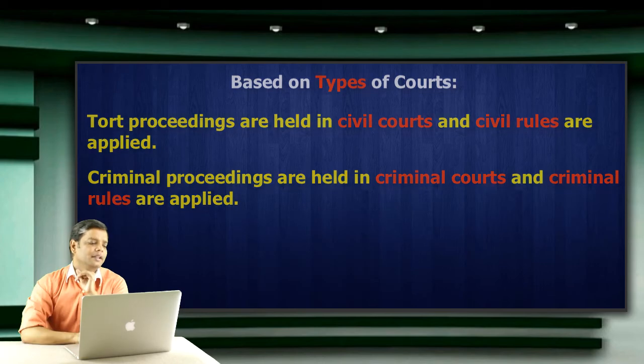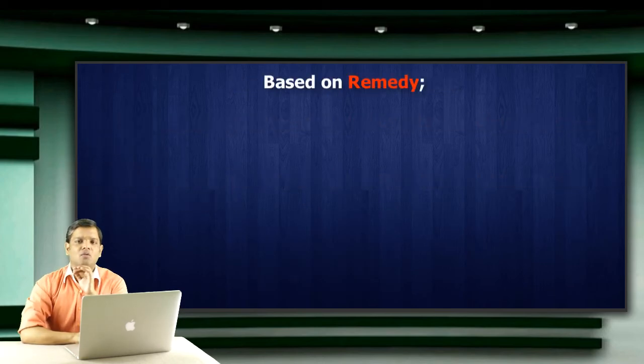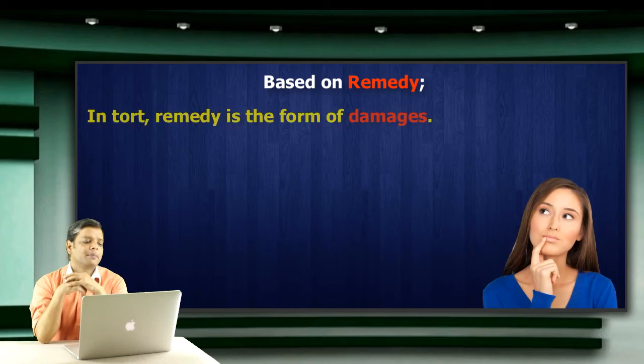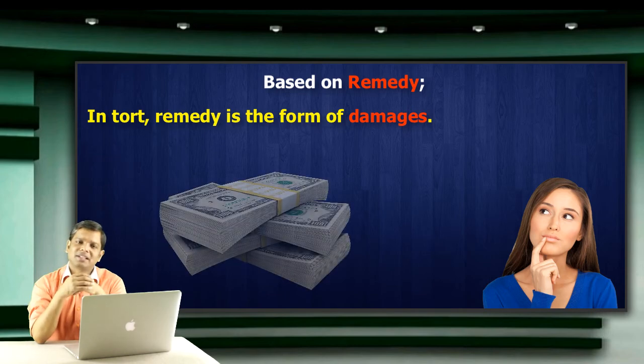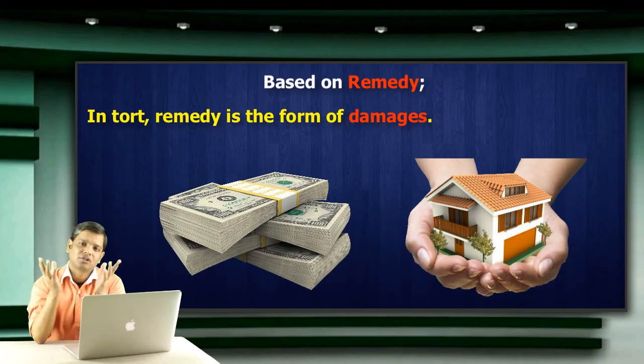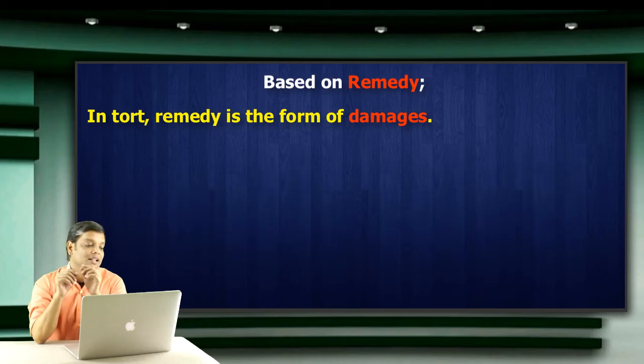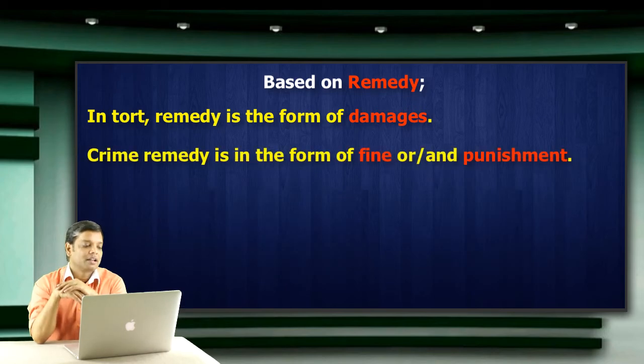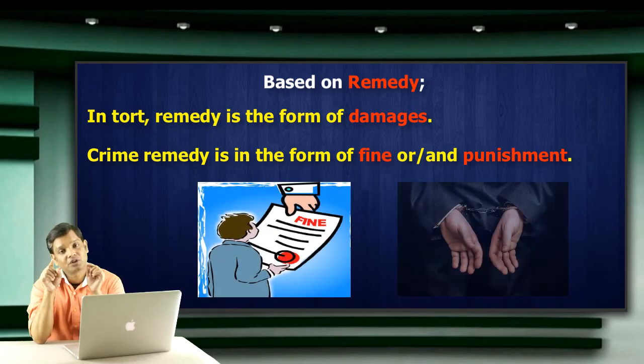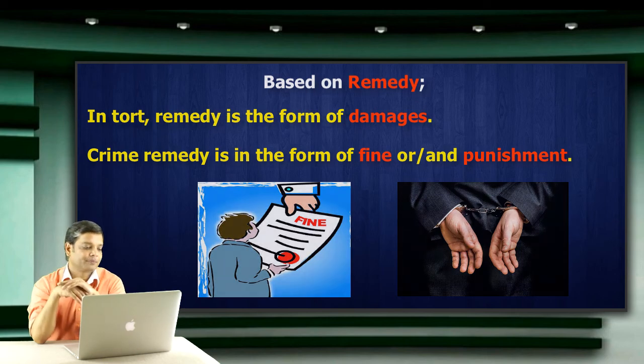Okay. The next heading is based on remedy. What does it mean? In tort, remedy is in the form of damages, maybe some amount of money, some sort of property, whatever it is. So it is in the form of some property including cash, whereas in criminal law remedy is in the form of fine and punishment. Okay, so it could be either only fine or only punishment or both fine and punishment.